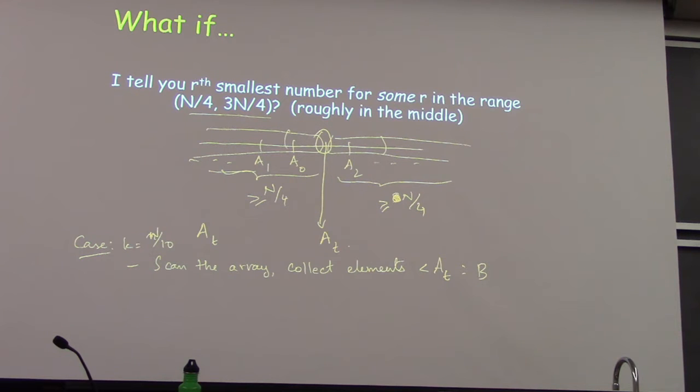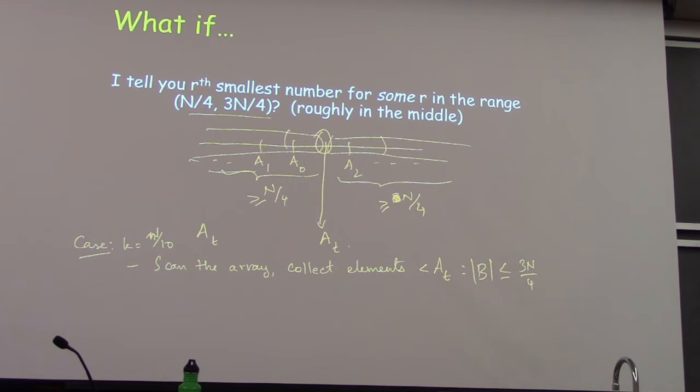I mean, it is actually R, because R lies between n over 4 and 3n over 4. So in particular, you know that the size of B is less than or equal to 3n by 4, and you know that your n by 10th element has to lie in this. So now you can recurse, because you can recurse on B and say that I want to find the n by 10th, which is the kth element in B.